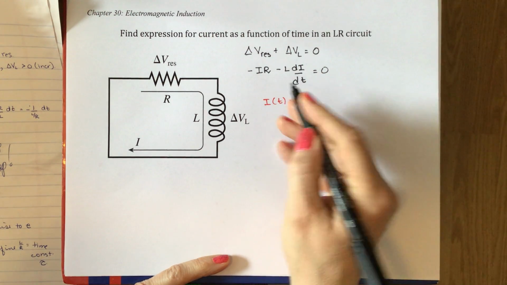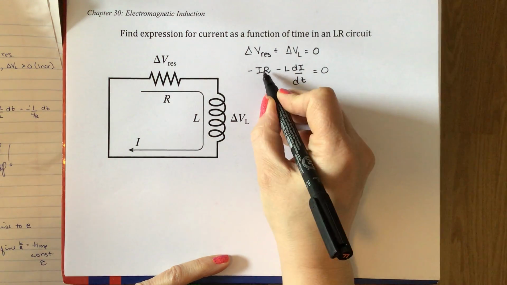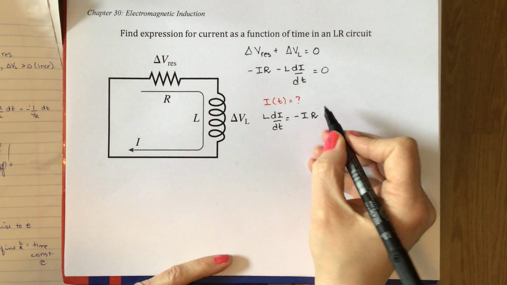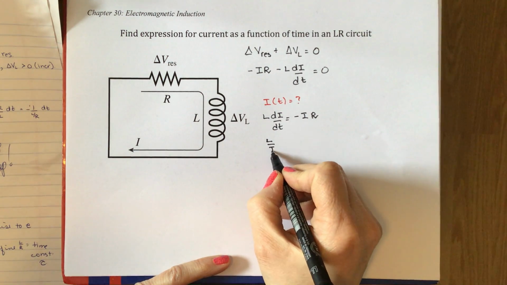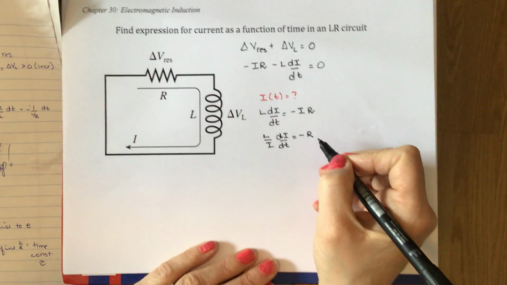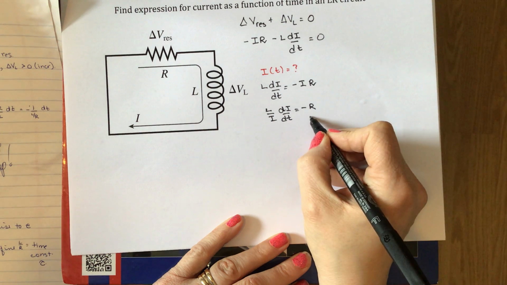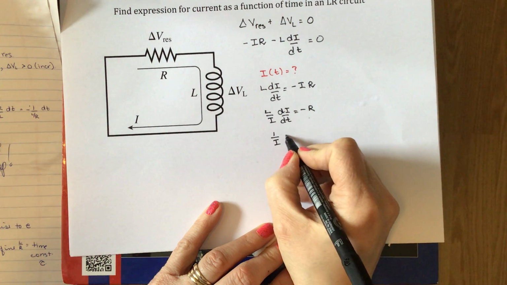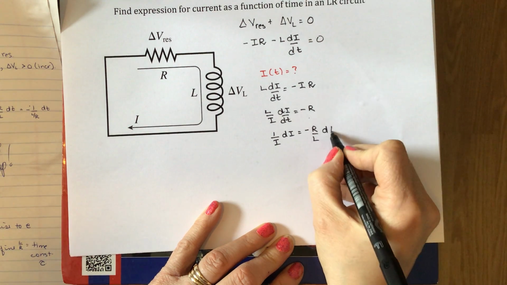So let's get our L dI dt to one side. L dI by dt. Bring that to this side, which means that's equal to minus current times resistance. What will we do with this? Let's get this I over to this side. L divided by I times dI by dt equals minus R. This is looking better. Let's get our inductance L over to this side, and let's get our dt over to that side as well. So 1 over I dI equals minus R over L times dt.